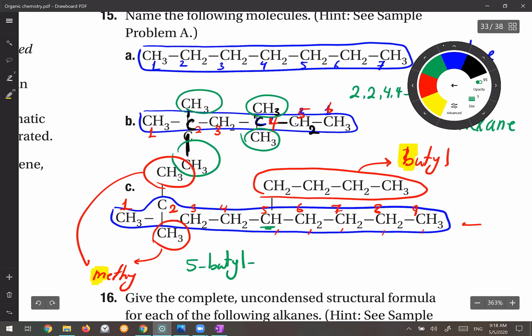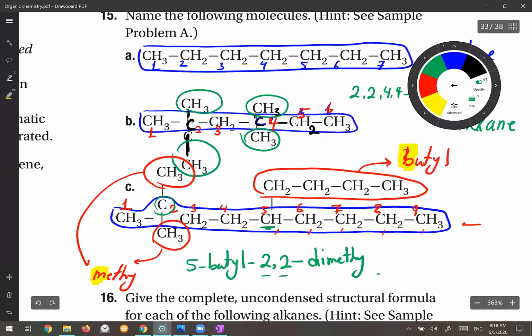And then what do you have? On the second position, you have 2 methyls. So I have 2, 2. Both of the methyls are in the same position, so you are not allowed to write only 1, 2. Both of the methyls are in the second position, so you have to write 2, 2 here. Because you have 2 methyls, I write dimethyl.